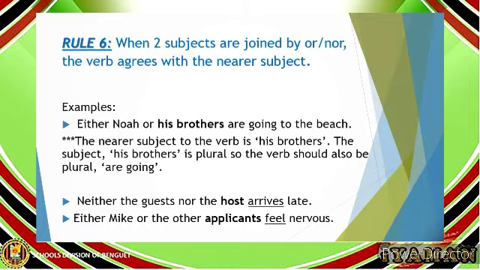What are the two subjects? Correct. Noah and his brothers. Now, is the verb are going correct? Yes, because the nearest subject to the verb is his brothers. The subject, his brothers, is plural, so the verb should also be plural.